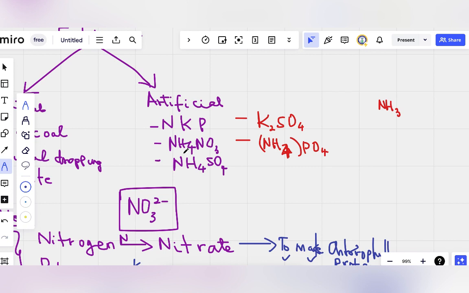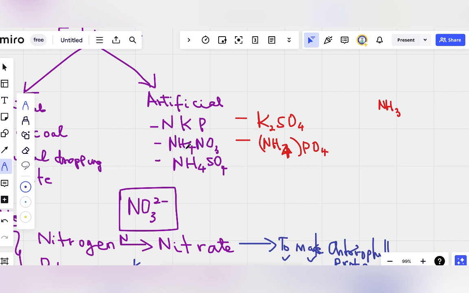This fertilizer is ammonium nitrate. It contains nitrogen, hydrogen, and oxygen. It does not have potassium and phosphorus. So this fertilizer contains nitrogen, hydrogen, and oxygen. Okay, so we want to make this fertilizer.